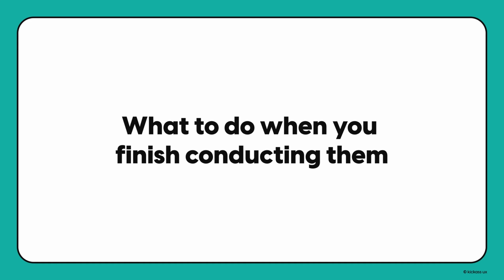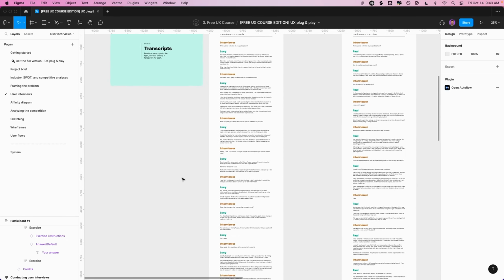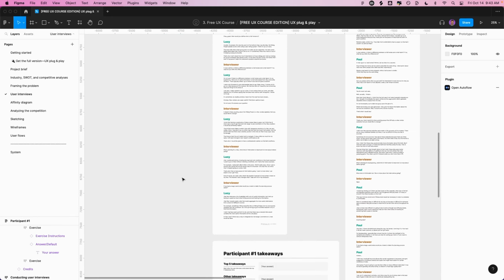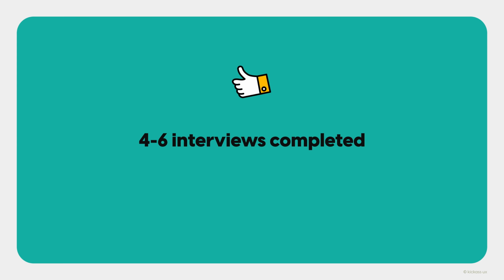Finally, let's talk about what to do when you finish conducting a user interview with a participant. There's a section below our user interview script template that's called the top 5 takeaways in our Figma workbook. Right after each interview, we recommend going to that section and writing down what you believe to be the most important insights you learned during that interview. You'll also want to pull out direct quotes from your interviews that provide those insights. Repeat this for each user interview you conduct. At the end, you should have 4 to 6 user interviews completed.